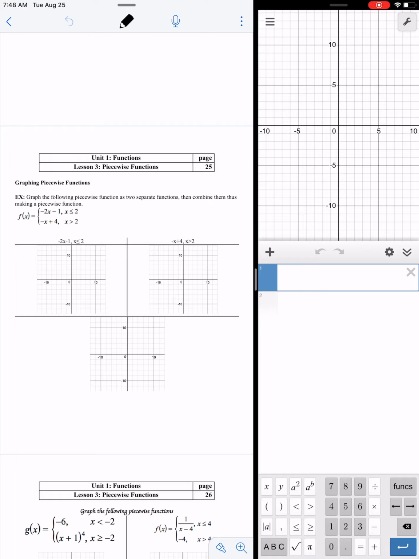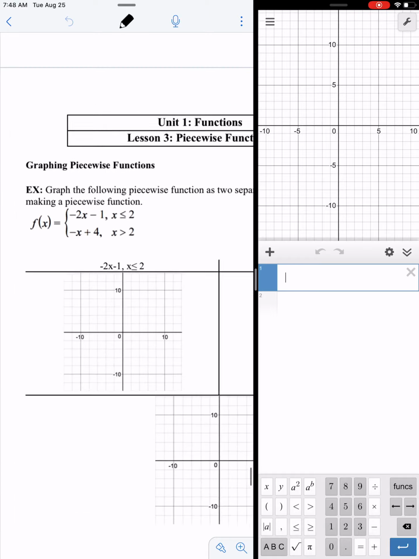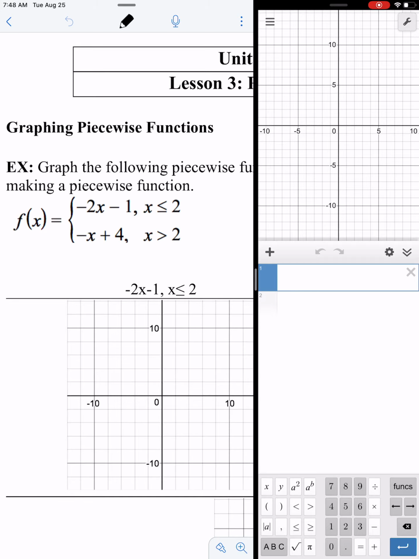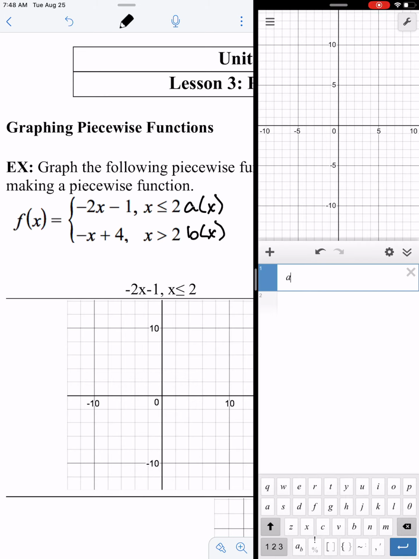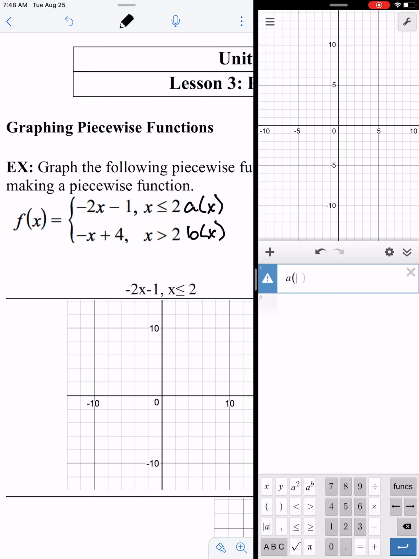So remember, in piecewise functions, you have a big function. In this case, it's f of x. Then you have two smaller functions. I'm going to call them, again, a of x and b of x. The way you want to start out graphing piecewise functions is to write the function a of x in Desmos. So a of x equals -2x minus 1.